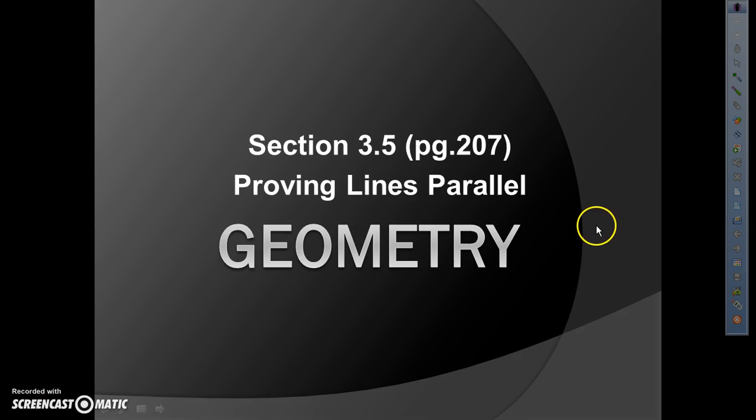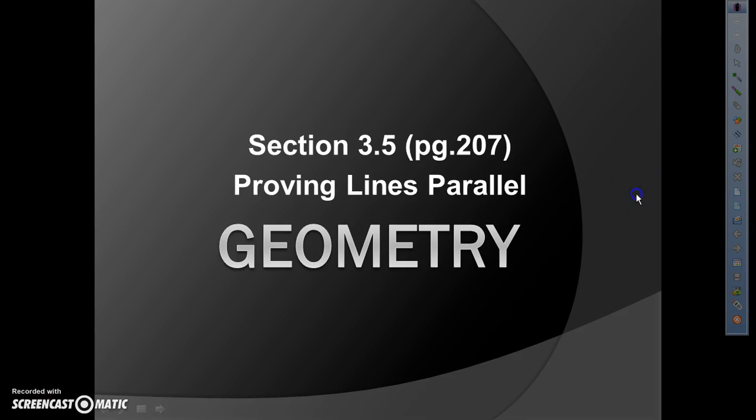Go ahead and make sure you've got your book out. We're starting section 3.5 on page 207, and we're going to be talking about proving lines parallel. So we're still going to be using the two-column proof format that we talked about last Thursday and Friday in class, but now we're moving away from the algebraic side of things and moving more into exclusively geometric proofs.